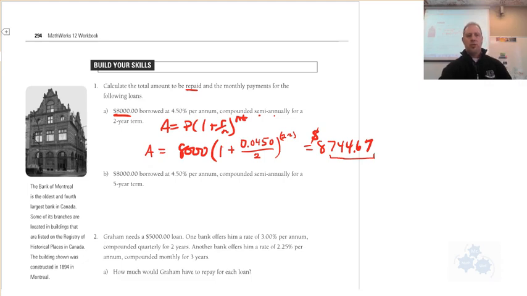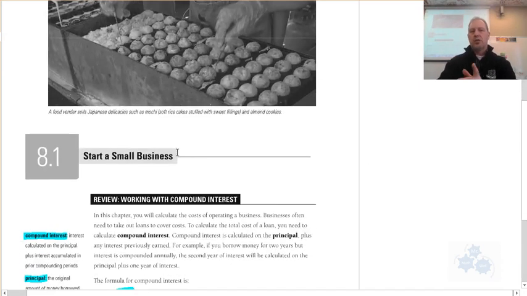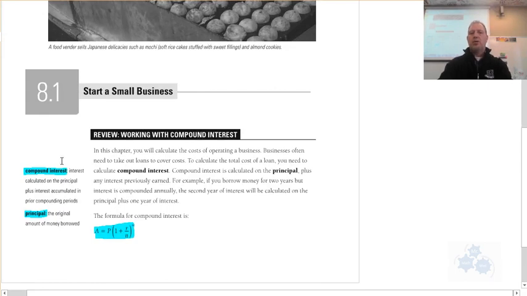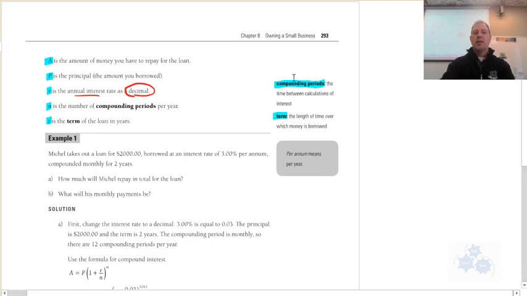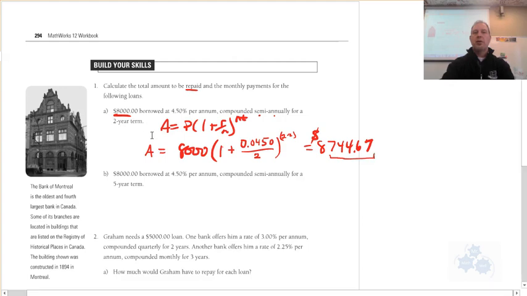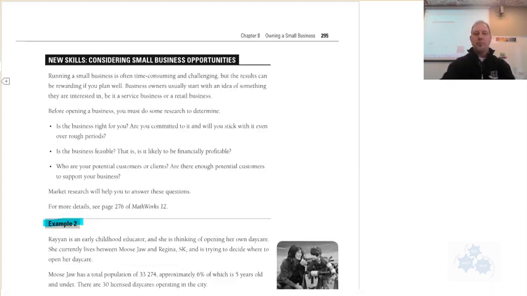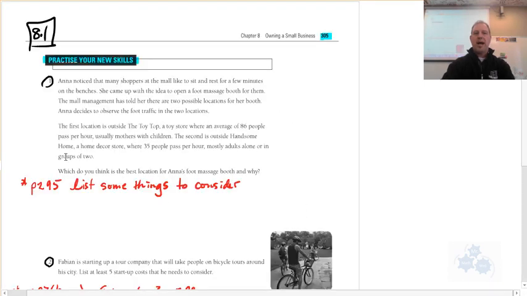Okay, so just a reminder for this chapter 8, and I'll just put this on the video as well. The minimum requirement for chapter 8 for this year is to know and understand and study the terms, so all of the terms that would be in the margins, and to read through the examples, to study them. The Build Your Skills are optional, and for 8.1 here, I'm going to skip down to the practice problems. All you have to do is the practice your new skills questions. That's what you have to do.